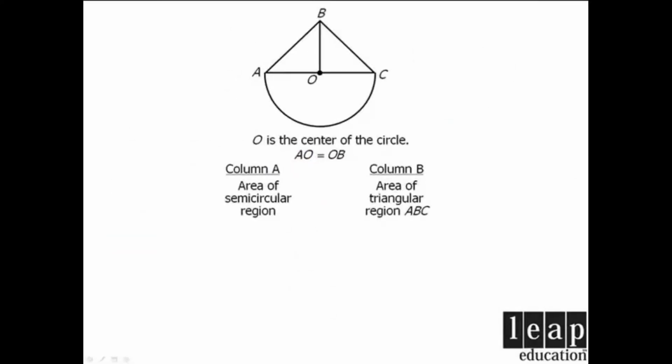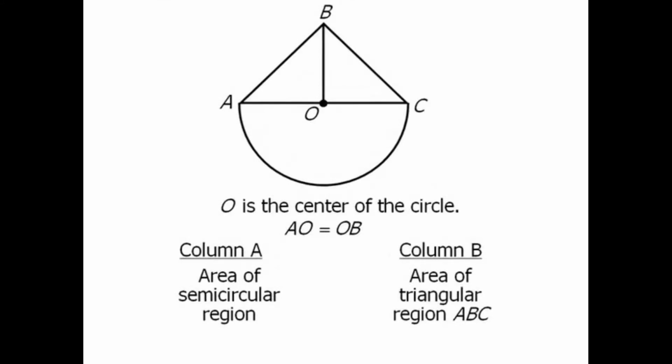All right, to begin, the question tells us that AO has the same length as OB. So we'll add that information to our diagram. Now in this question, we're comparing the area of the semicircle to the area of the triangle. Now, if the question tells us that O is the center of the circle, that means AO must be the radius of our circle. And since OB has the same length as AO, OB must also be a radius of our circle.